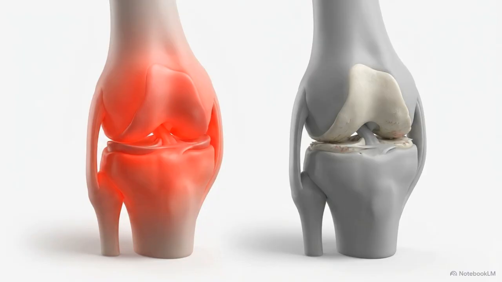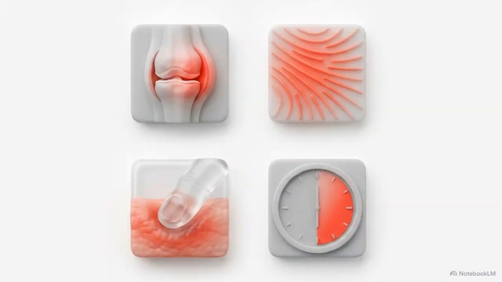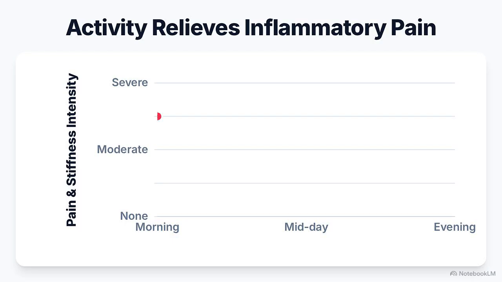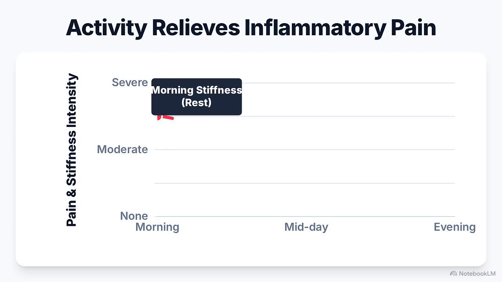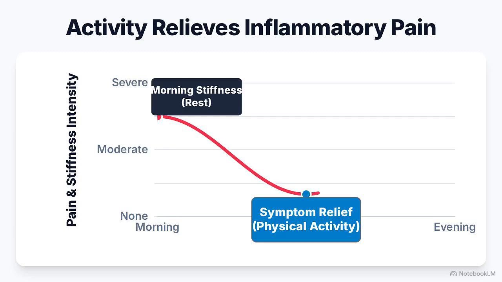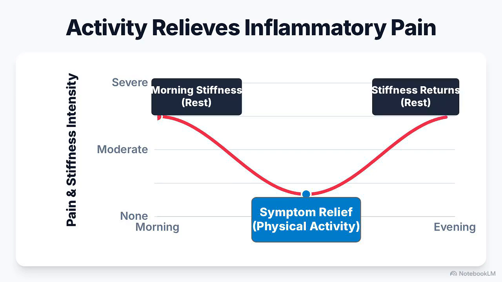We must first distinguish true inflammatory arthritis from mechanical wear. The hallmarks include visible swelling, localized warmth, tenderness, and morning stiffness persisting over 30 minutes. This condition follows a specific behavior. Inflammatory joint pain typically improves with physical activity and worsens with periods of rest.